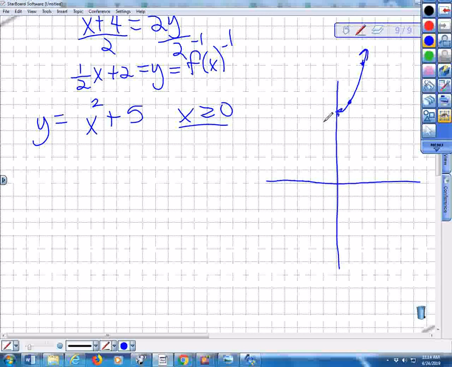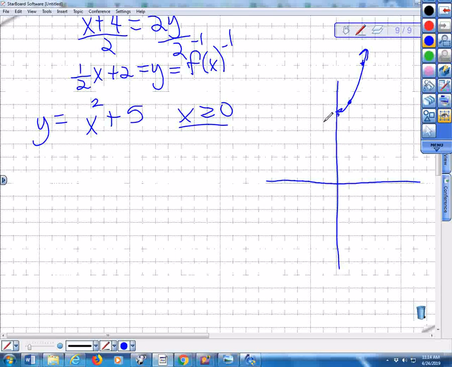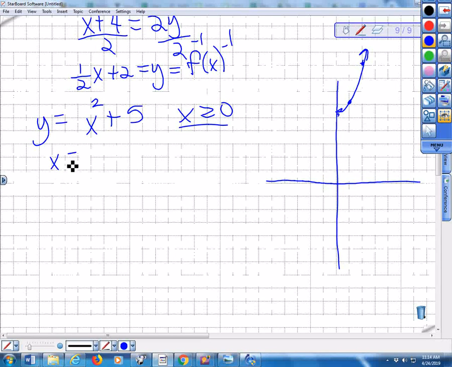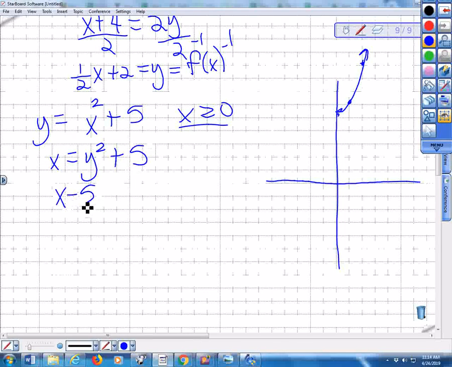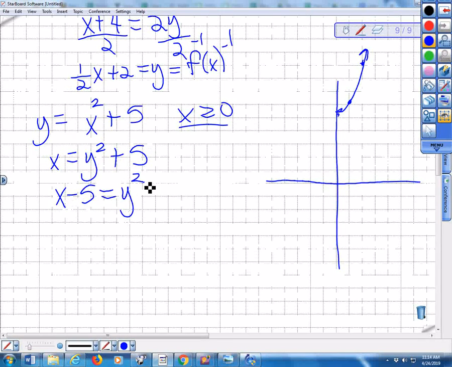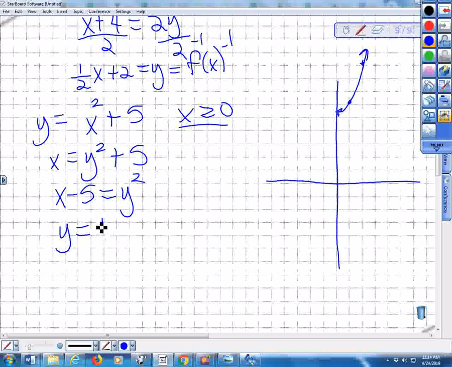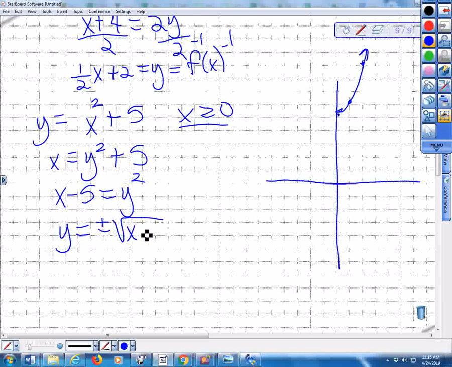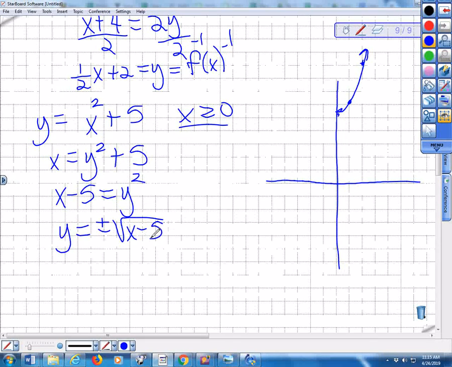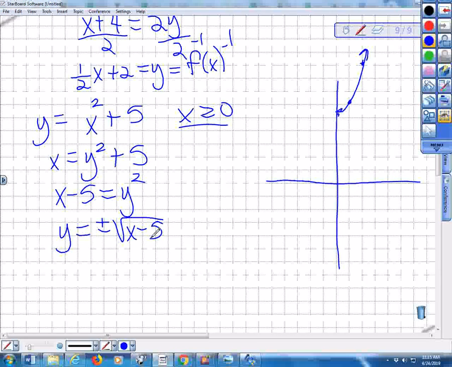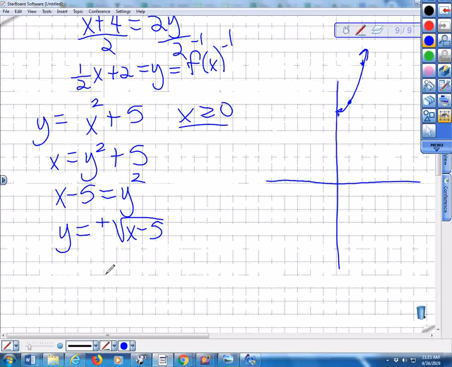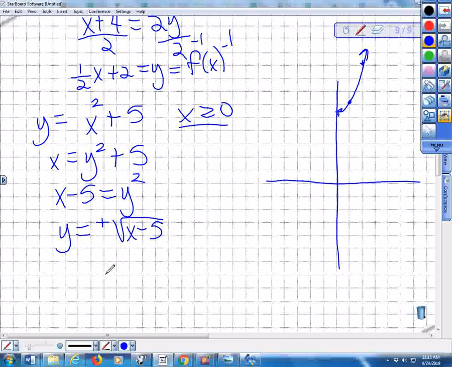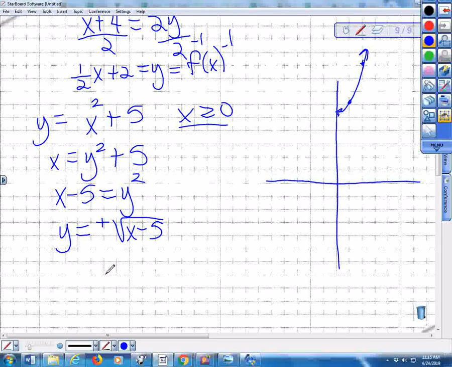So to find the inverse of that function, I just switch x and y. And then I take the square root. And normally it would be plus or minus. But since I'm just finding this piece, when I find the inverse, it's going to be just the positive piece of the inverse. So it's just the square root of x minus 5. Okay.